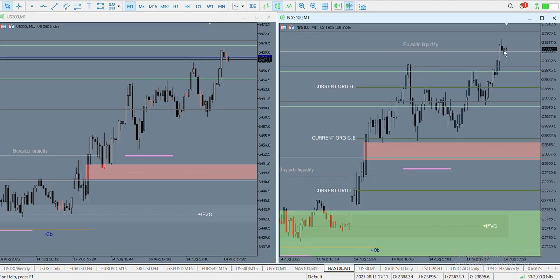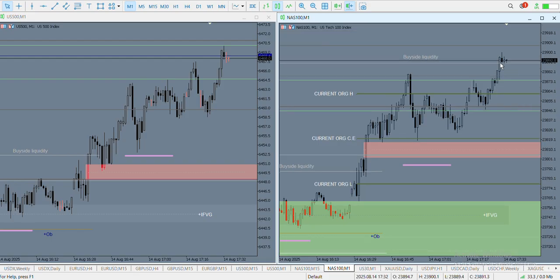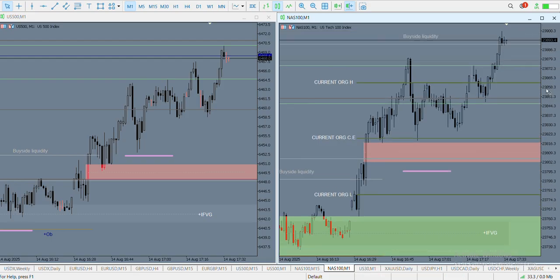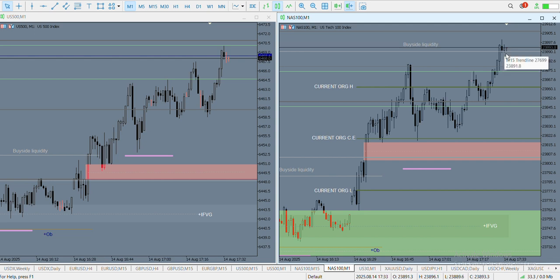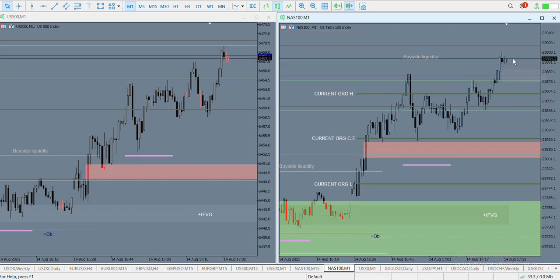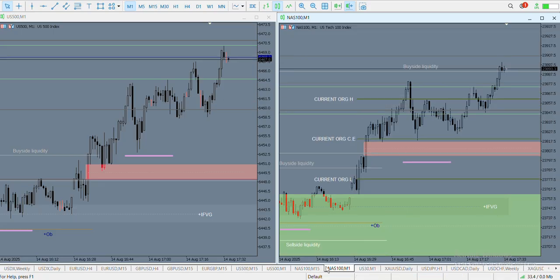So when we are at a place like this here, I really love annotating this inefficiency, and then we see whether price wants to find support above that inefficiency and try to reach even higher.